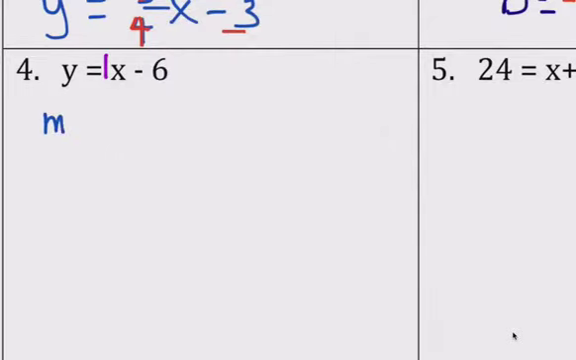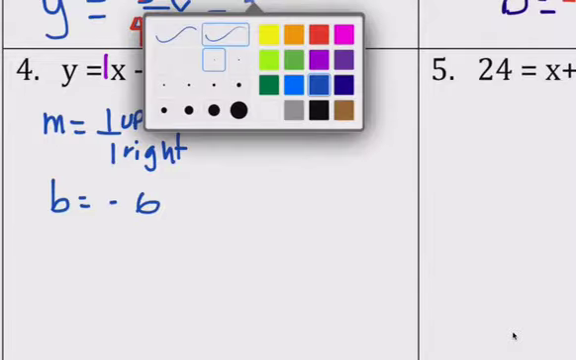So my slope then is 1 over 1. That means up 1, right 1. Okay, my y-intercept is negative 6.